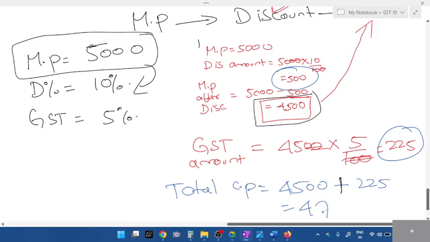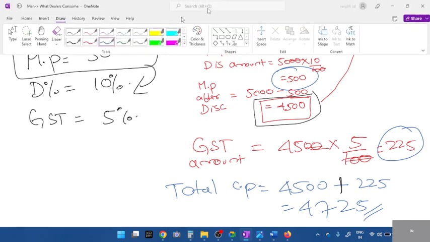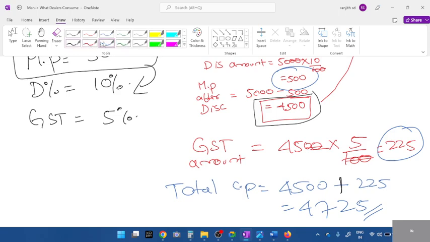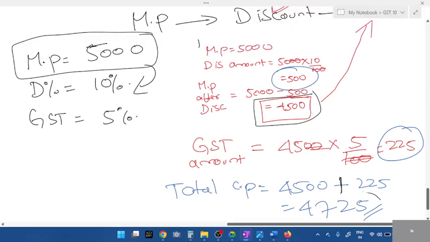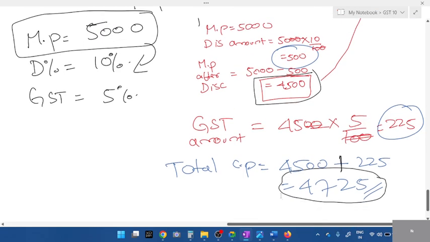4,275. Yeah, just take a look. Look at what I've done in the calculation. Discount is always removed because that is the offer given to us. GST you add. So whom are we paying this final amount? This final amount goes to whom? For the shopkeeper, right? 4,750 goes to the shopkeeper.